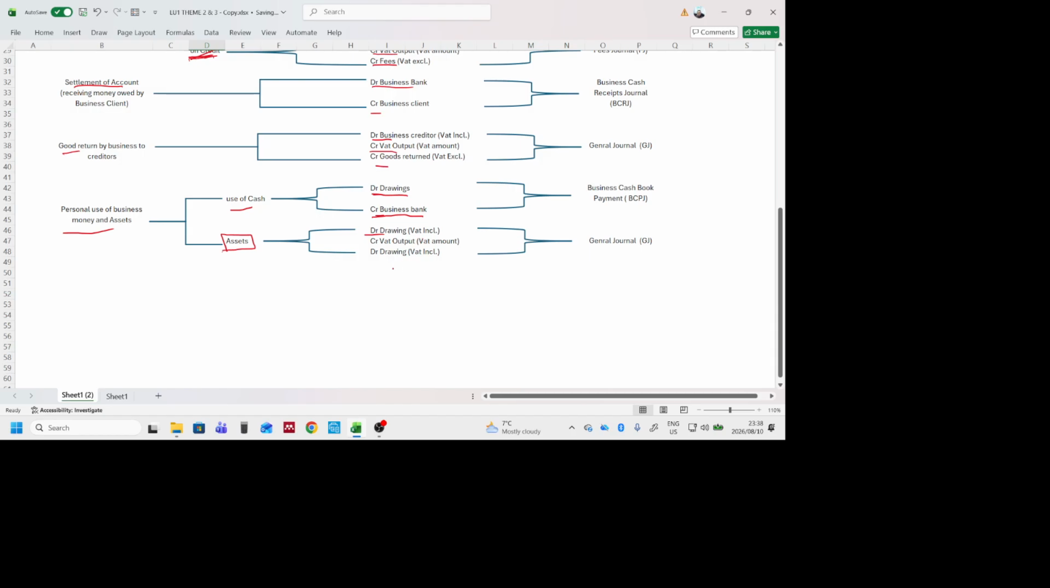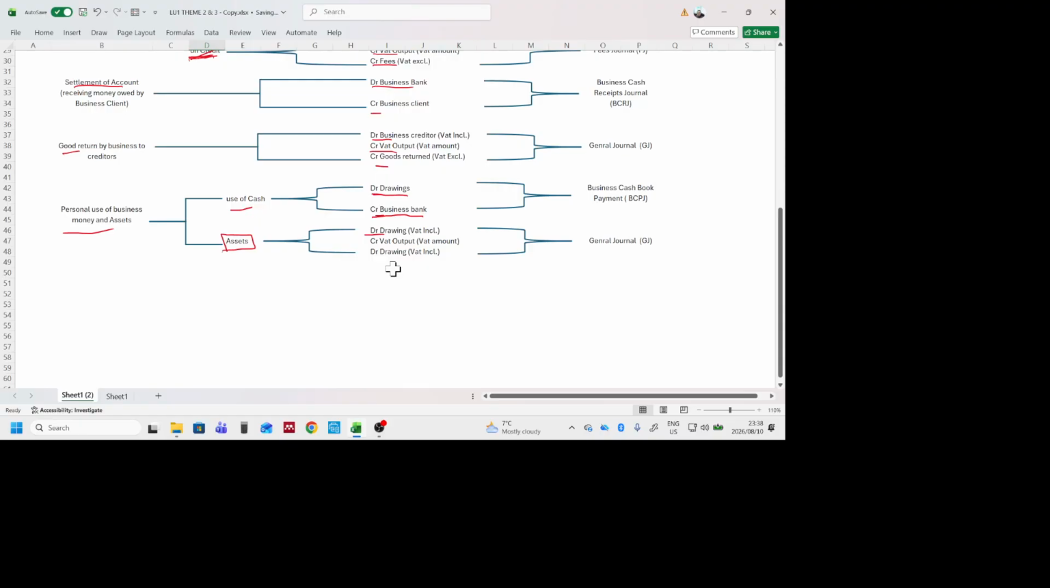Why do we do this? Because when we bought this item, we were charged VAT. When we were charged VAT, we were able to claim it back as a business because we were expecting to use these assets for business use. But now we are no longer going to be using these assets for business use. And therefore, this means that it's going for personal use.